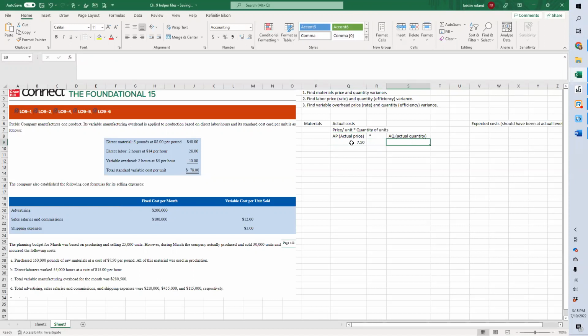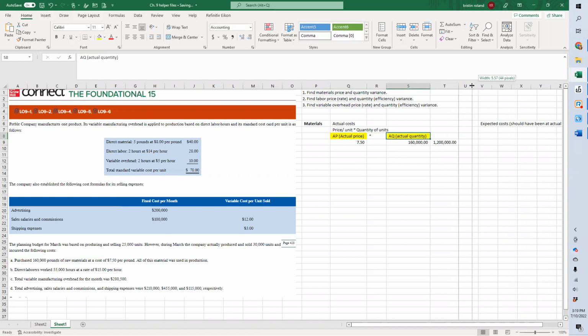And what was the actual quantity? So I just want to clarify, when we're talking about price and quantity here, we're talking about in regard to the materials, not the number of chairs output, okay? So what was the actual quantity of wood used? Well, we purchased 160,000 pounds and all of it was used in production. So this is 160,000 pounds. So our total cost for our materials is 1.2 million. Okay. So we are going to come back to this AP and AQ.